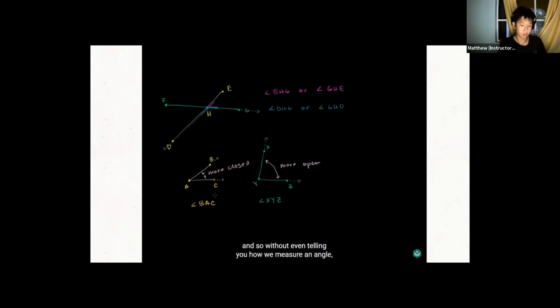And so without even telling you how we measure an angle, you could say that the measure of angle XYZ is greater than the measure of this angle right over here. Any convention we use for measuring angles is essentially going to be a measure of how open or how closed an angle actually is. And I'll take that up in the next video, where we'll see how to actually measure an angle.